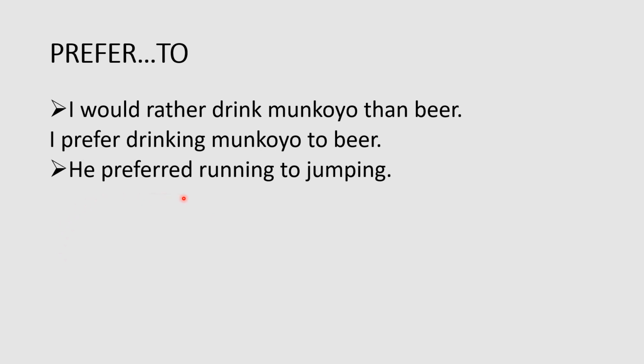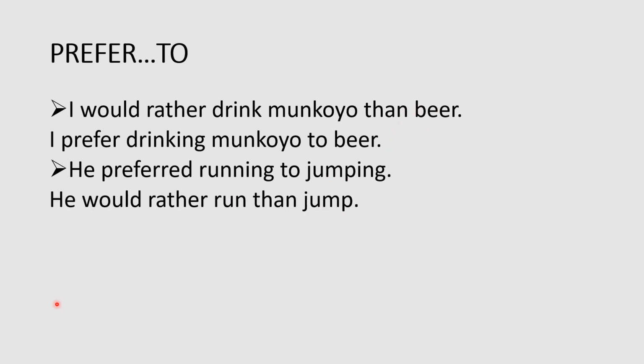Another interesting one: He preferred running to jumping. Running is a verb, jumping is a verb. That's why we have ings here. So they want us to rewrite using would rather. Preferred would become would rather. Running is going to lose the ing, so it will just become run, and jumping will become jump when using would rather. We're doing the reverse of what we have done here. So it will be: He would rather run than jump, and to of course becomes than. Preferred becomes would rather, running becomes run, to becomes than, jumping becomes jump.